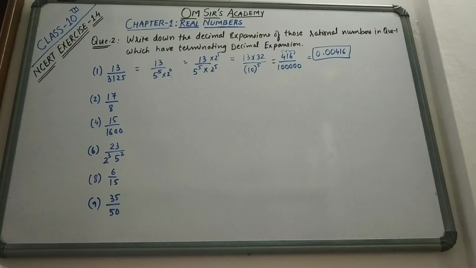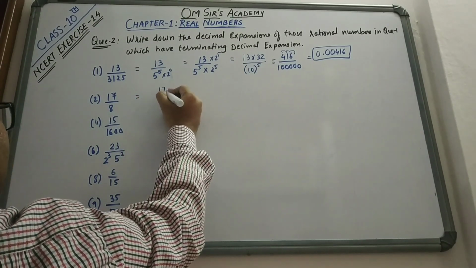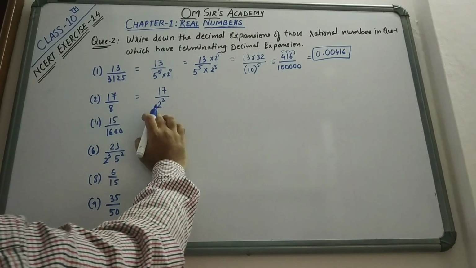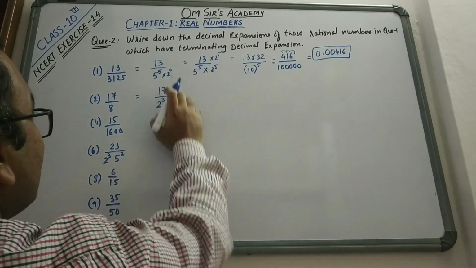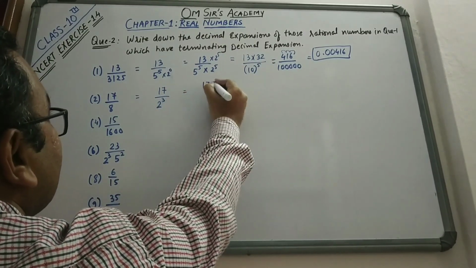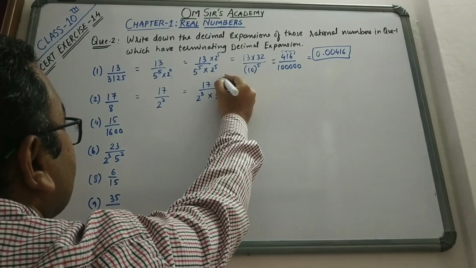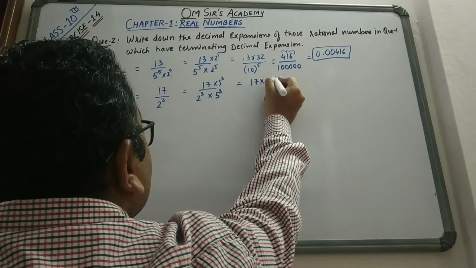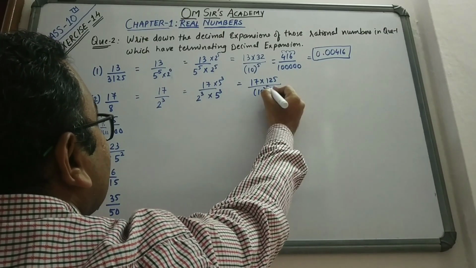Is it clear friends? Now in the second question, 17 upon 8 is written as 17 upon 2 raised to cube. तो यहाँ पे 5 का पावर नहीं है तो हम उतने ही 5 ऊपर नीचे मल्टीप्लाई करेंगे. That is 17 upon 2 cube into 5 cube into 5 cube. So 5 cube is what? 125. So 17 into 125 upon 5 2s are 10 the whole raised to cube.